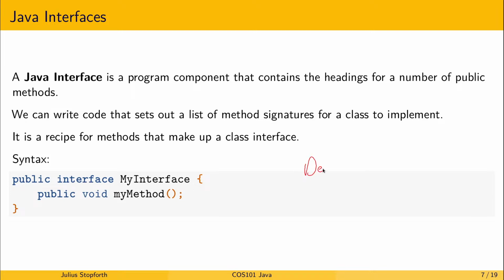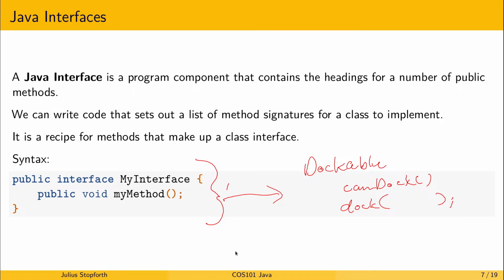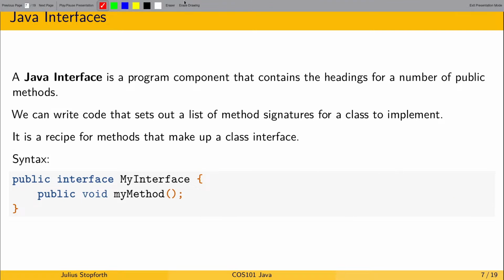So there's a dockable interface that has two methods, a can dock, right, and a dock. And the dock method takes some sort of set of parameters. So you can see how you would be able to write an interface called dockable. It's like creating a normal class, just with interface in front of it.